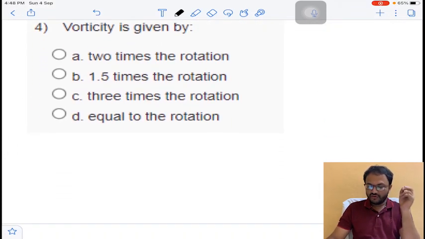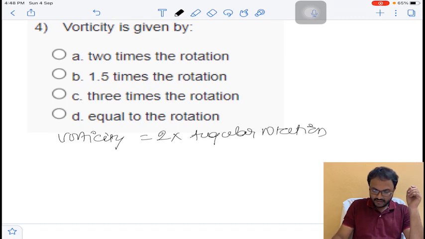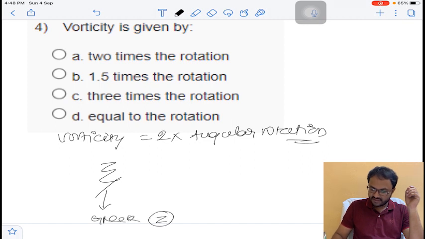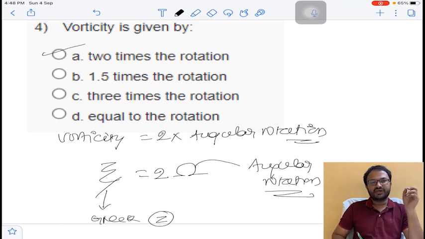Coming to question number 4, vorticity is given by. So there is a definition: vorticity is 2 times angular rotation. This can be indicated by this symbol, this Greek letter called zeta. So that is equal to 2 times angular rotation. So by the definition itself, vorticity is 2 times angular rotation. Option A for question number 4.